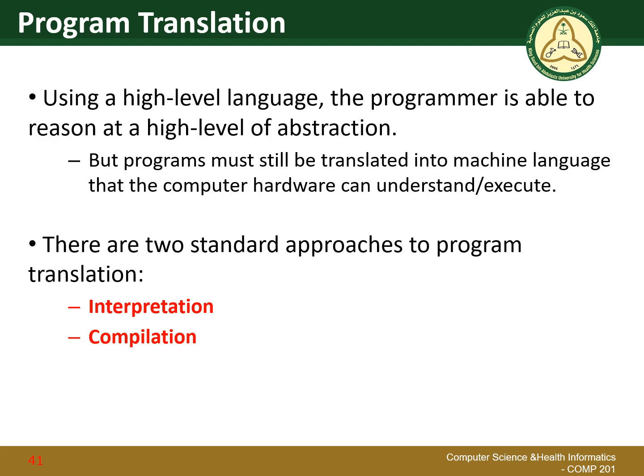Programs written in a high-level language must be translated into machine language so the computer hardware can understand and execute them. There are two standard approaches to program translation: interpretation and compilation. يعني الآن كل الأكواد والبرامج اللي مكتوبة باللغات العالية الهاي ليفل languages زي السي بلس بلس والجافا والسي شارب لازم تترجم إلى zeros and ones so can be executed by the computer.